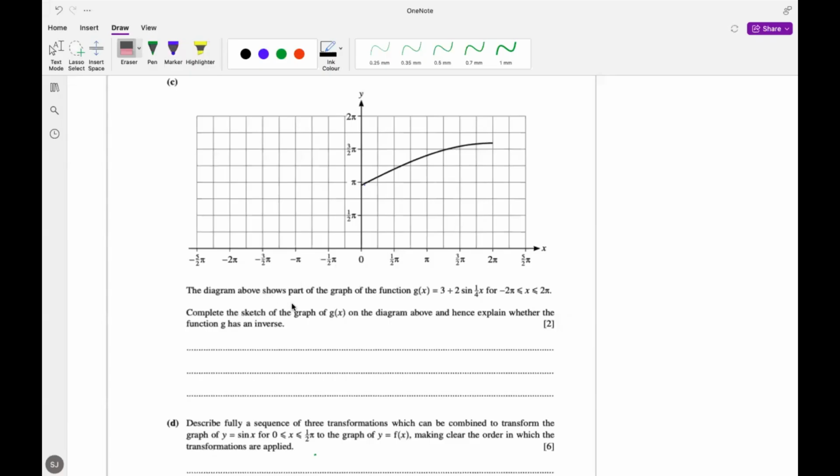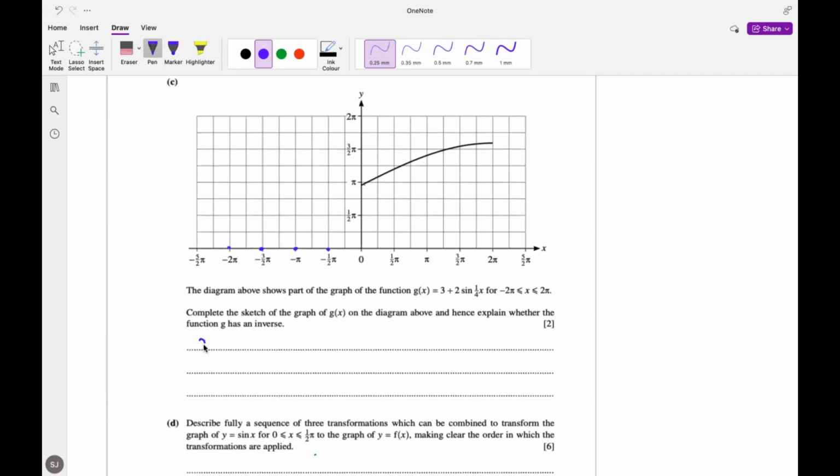In part C, it says that the diagram above shows a part of the curve of the graph of the function g of x = 3 + 2 sin(1/4 x) from -2π to 2π. We have to complete the sketch of the graph and explain whether the graph has an inverse. To complete the sketch, we'll substitute values of x into the function. We'll take values of -1/2 π, -π, -3/2 π and -2π, and the values of y we get, we plot them to make a graph.